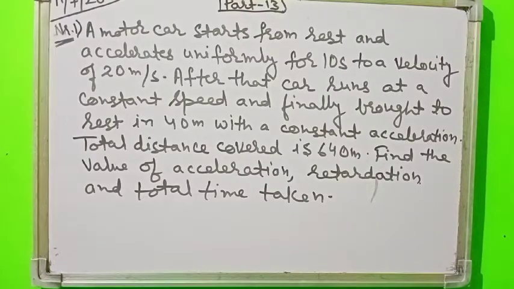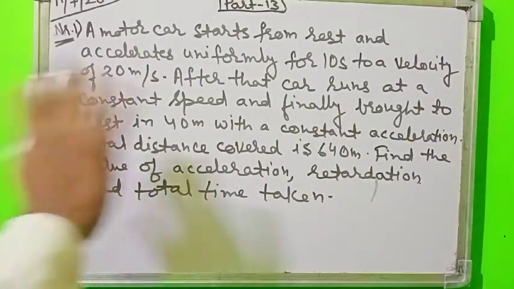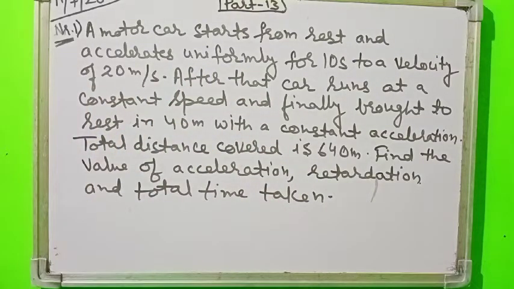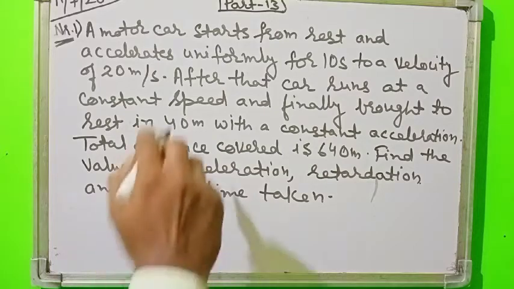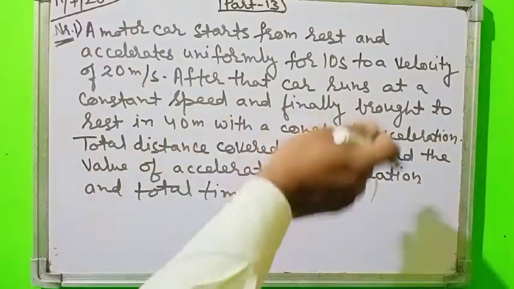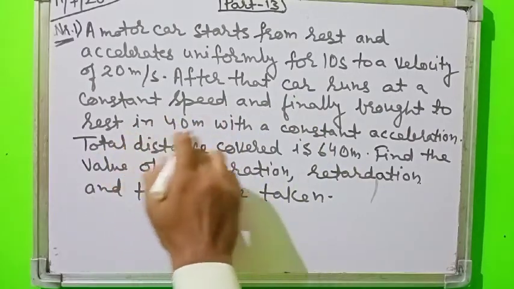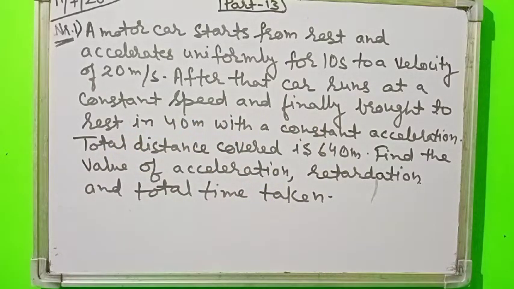Students, look at the first numerical. It says that a motor car starts from rest and accelerates uniformly for 10 seconds, reaching a velocity of 20 meter per second. After that, the car runs at constant speed. Now the acceleration is zero. Finally, retardation takes place and it comes to rest by traveling a distance of 40 meters with constant retardation.